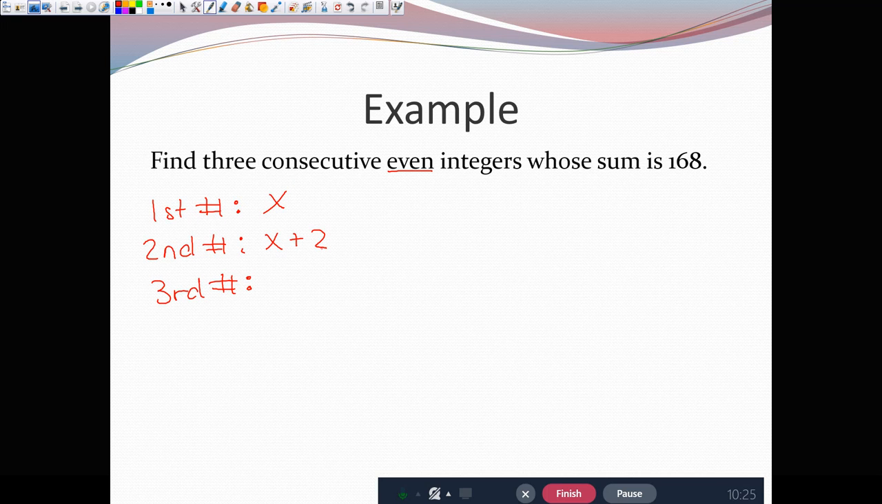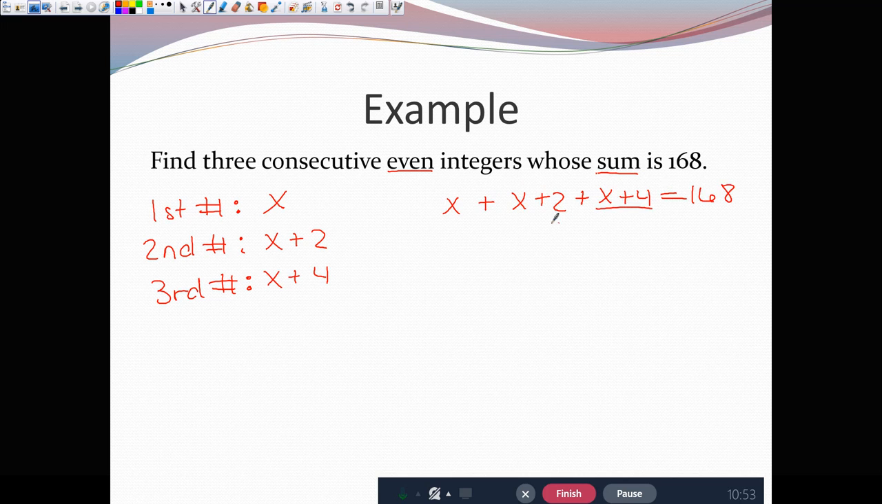In order to get from 2 to 6, I would have to add 4. Let's say there was a fourth one here that we were looking for. What would we be adding? 6. All right, because on your homework you have one like that. So now I'm going to add, because we said sum, my three integers together. My first integer is x. My second integer is represented by x plus 2. And my third integer is x plus 4. And it's going to equal 168.